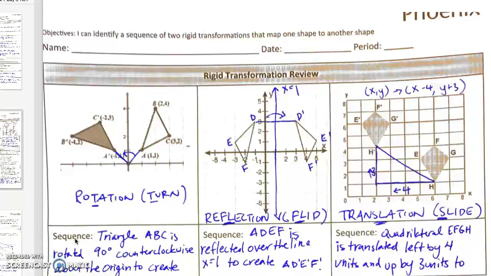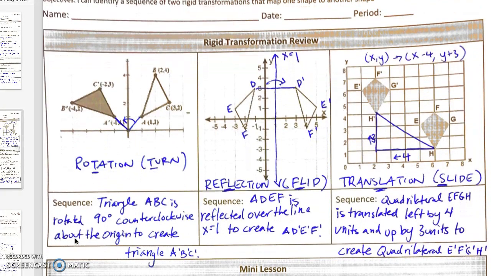Next, we're going to go on to page 2, and we're going to do a quick rigid transformation review. So on the far left-hand side, we have a rotation or a turn. As a reminder, the easiest way, I think at least, to identify your rotation is to draw arrows or draw a line from your vertices to the origin. In this case, you're drawing a line from your A prime to the origin and your A to the origin.